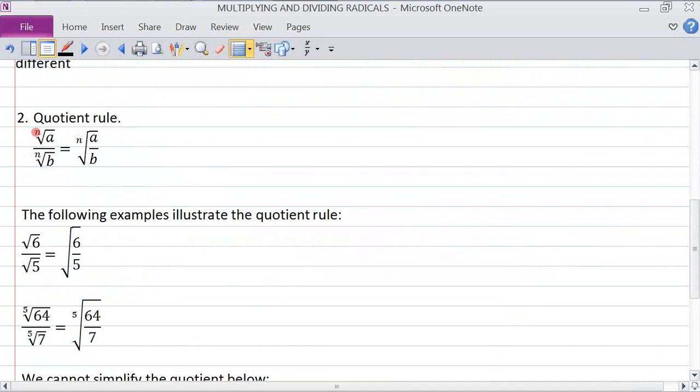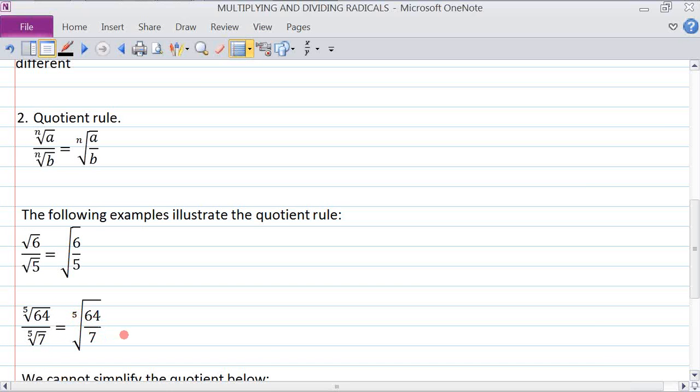And here, if you have the nth root of a over the nth root of b, you can simplify this by just writing the nth root of a divided by b within the radical. So, for example, if you have the square root of 6 over the square root of 5, you can write this as the square root of 6 over 5. Similarly, if you have the fifth root of 64 over the fifth root of 7, you can combine this under one quotient and then take the fifth root.